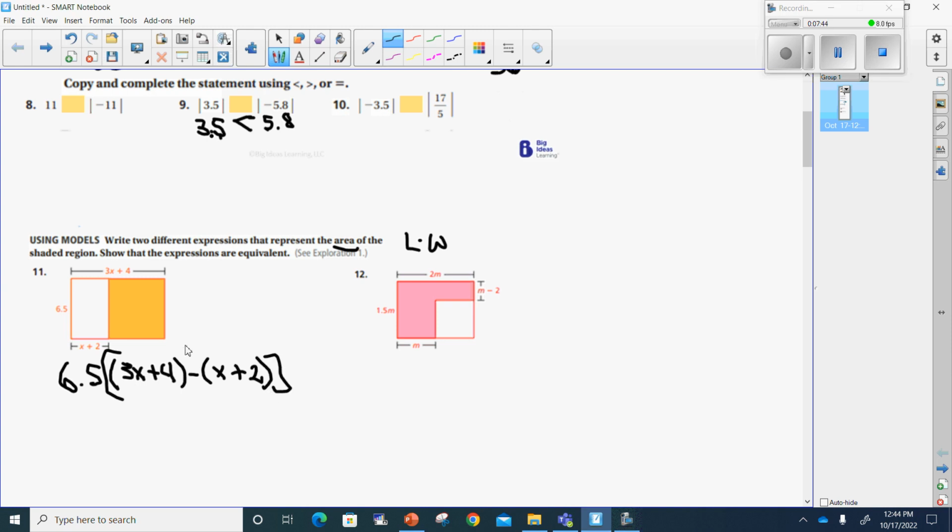Another way you could write this, I could put 6.5 times 3x plus 4.